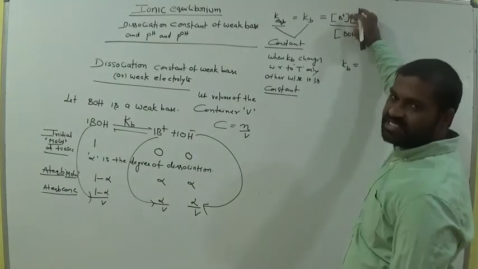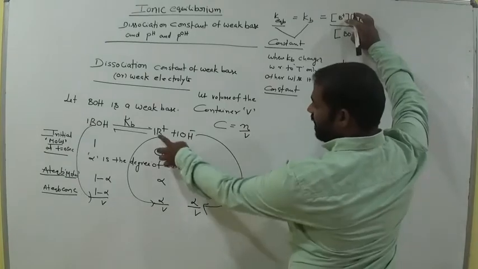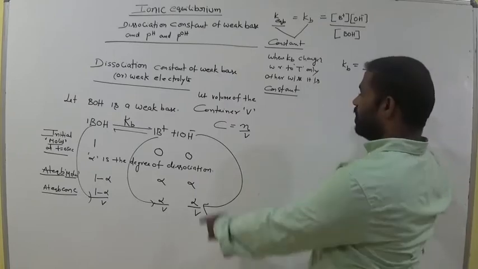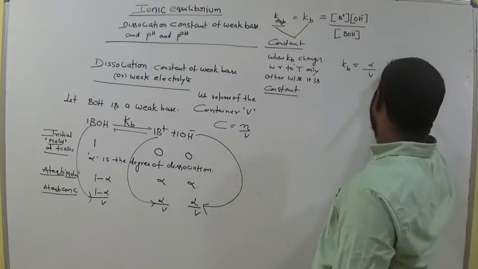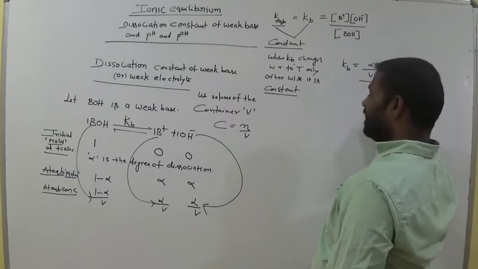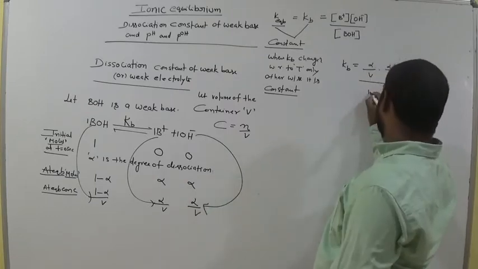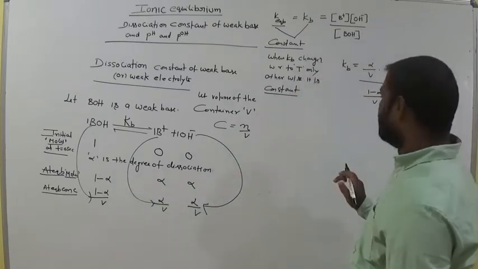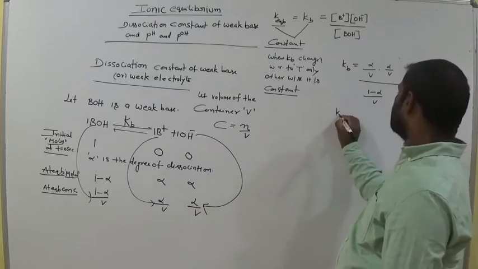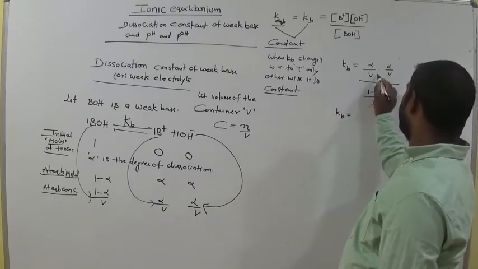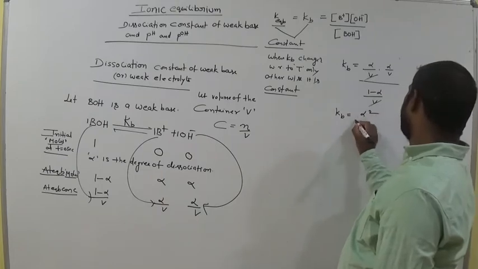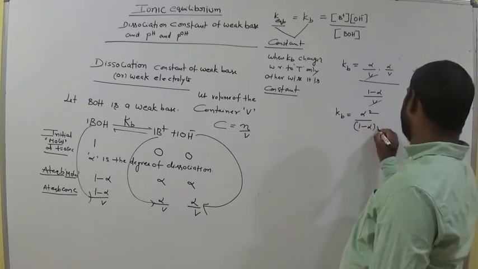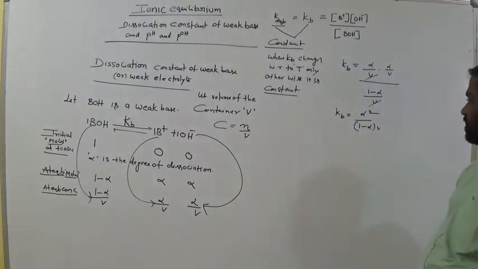Now Kb is equal to the molar concentration of B plus, and these are the equilibrium concentrations. B plus is alpha by V, into the OH minus concentration, which is also alpha by V, divided by BOH at equilibrium, which is 1 minus alpha by V. These are the molar concentrations. This is the expression. So from this, Kb equals, cancelling, alpha square by (1 minus alpha) into V. Is it clear?